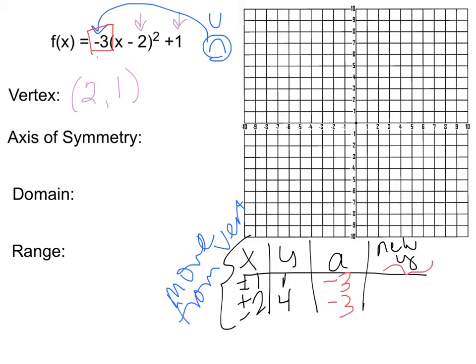So let's do it right now. I have 1 times -3, and that is going to equal a -3. Then I have 4 times -3, and that is going to equal a -12.